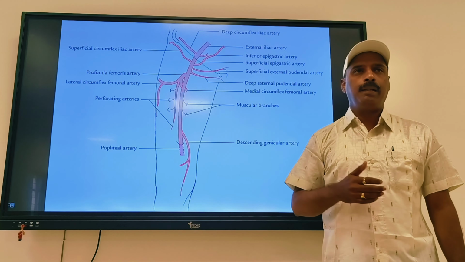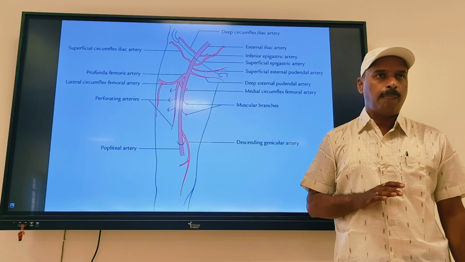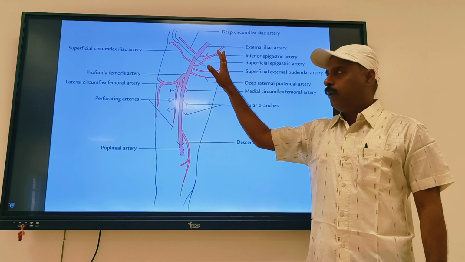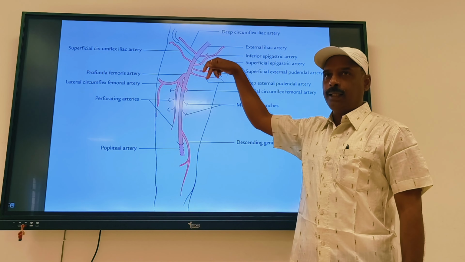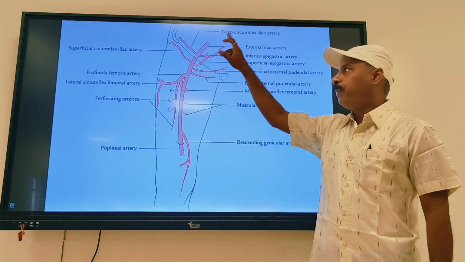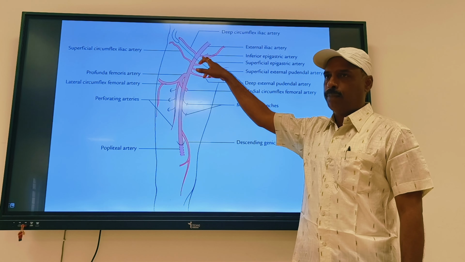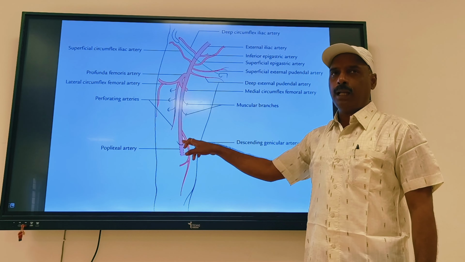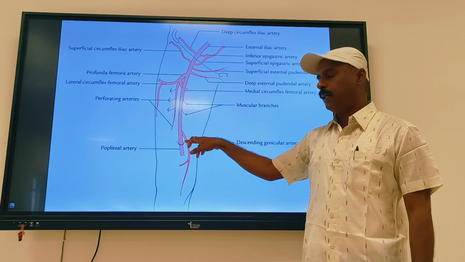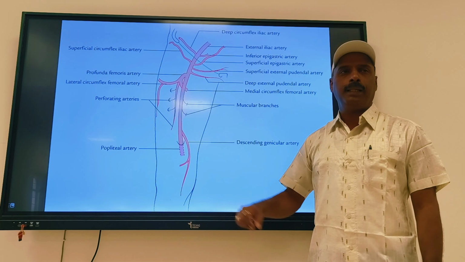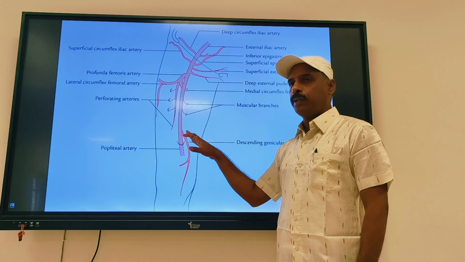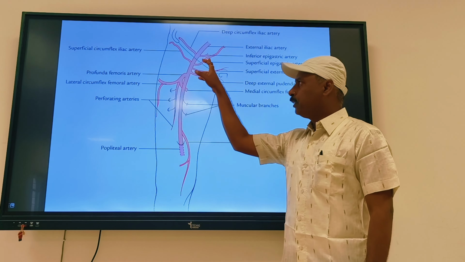You have to tell behind the inguinal ligament, not below it, at the midpoint of the inguinal ligament. This is the origin, originating as a continuation, not a branch. It is a continuation of the external iliac artery behind the inguinal ligament, at the mid-inguinal point. It continues as the femoral artery. Then at the end of the adductor canal, below, it continues as the popliteal artery. That is very important, you have to remember. So this is the origin.